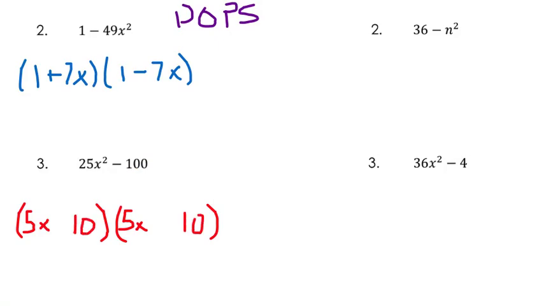And again, our b was 0. We know we need opposites, so I'm going to put my plus first and then my minus second. And again, we've successfully factored. Be sure to try 1, 2, and 3 on the right side of your page on your own.